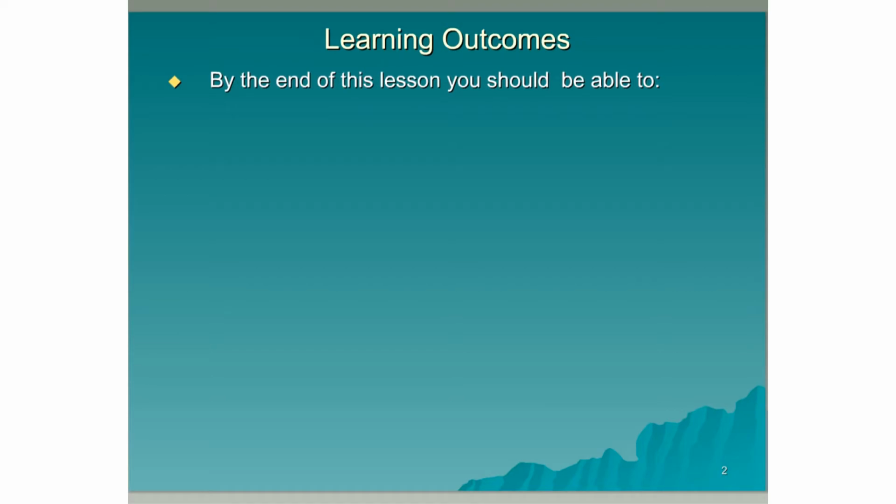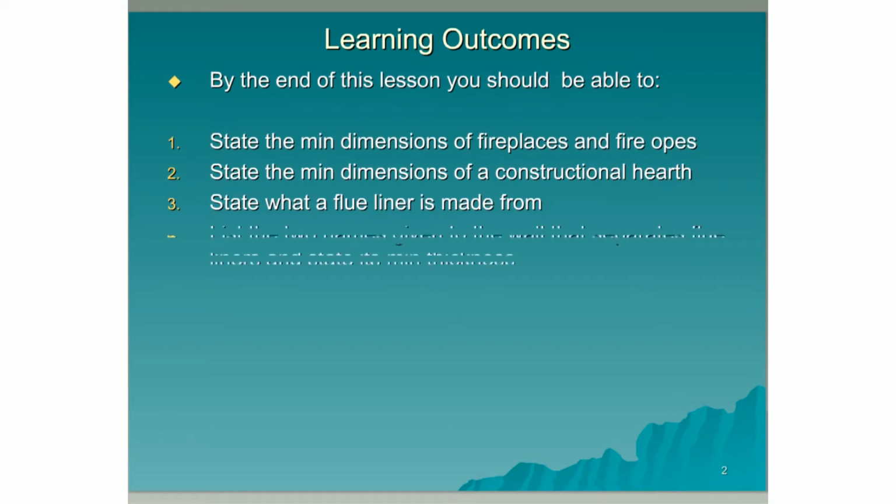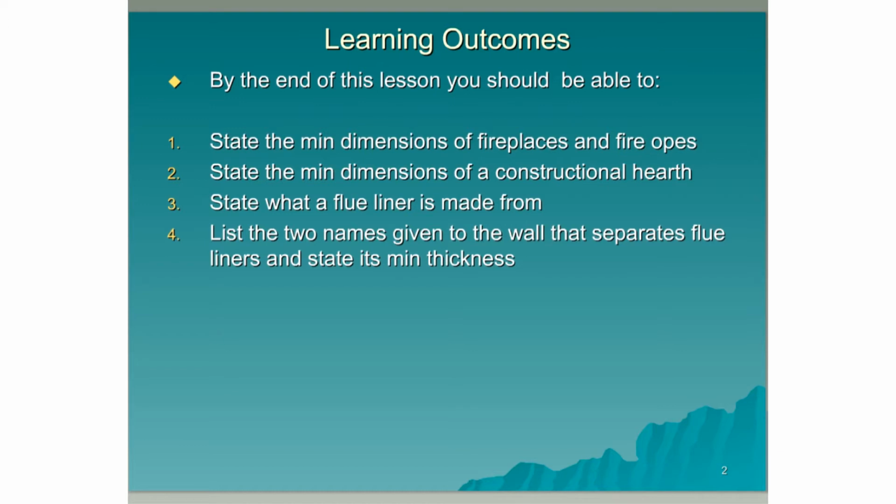Learning outcomes. By the end of this lesson, you should be able to state the minimum dimensions of fireplaces and fire opes, state the minimum dimensions of a constructional heart, state what a flue liner is made from, list the two names given to the wall that separates flue liners and state its minimum thickness, state when this thickness might be increased.